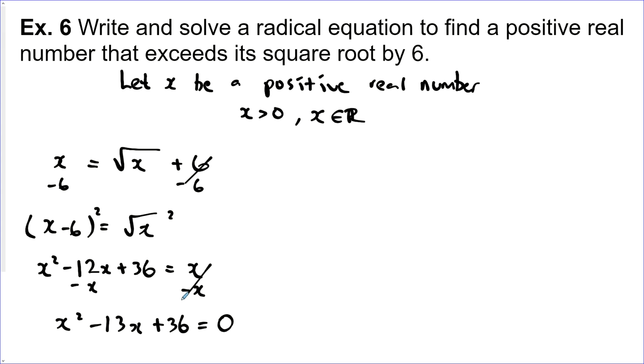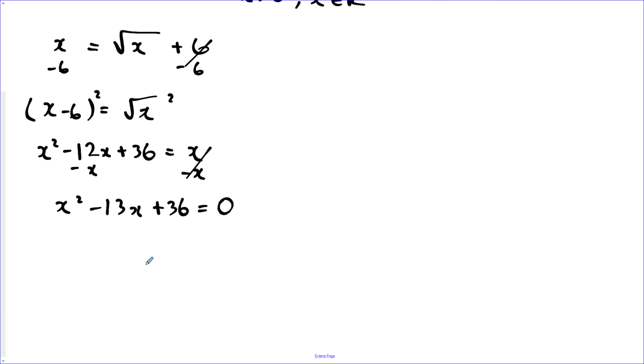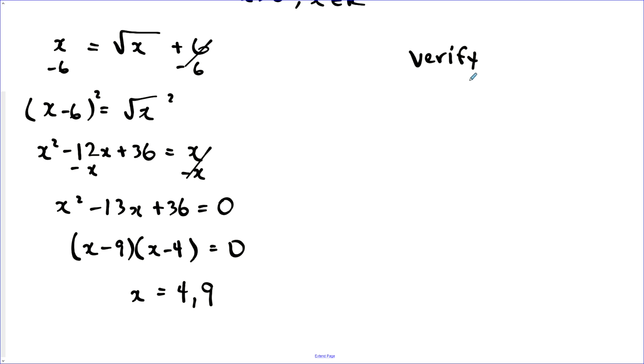Again, we're solving a quadratic. This one looks easy enough to factor as well. We can factor x minus 9 and x minus 4. That means that our solutions are x equals 4 and 9. Now, this is saying that two numbers might do this. Let's verify to make sure.